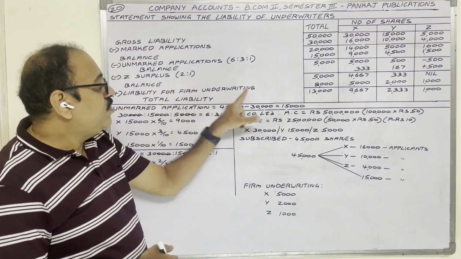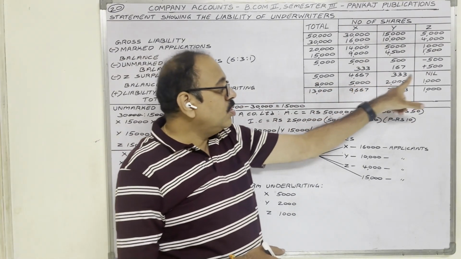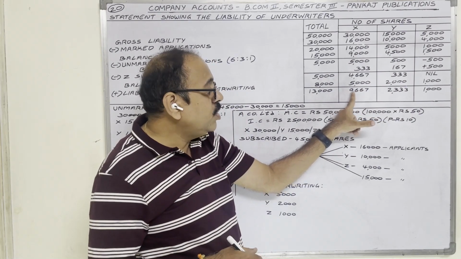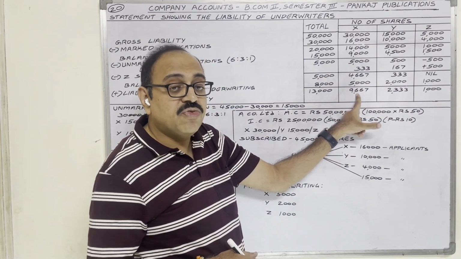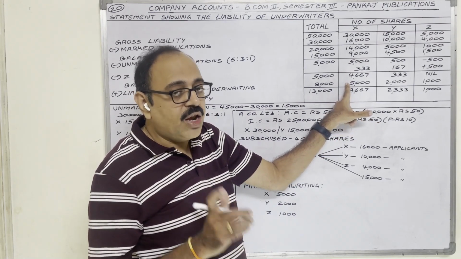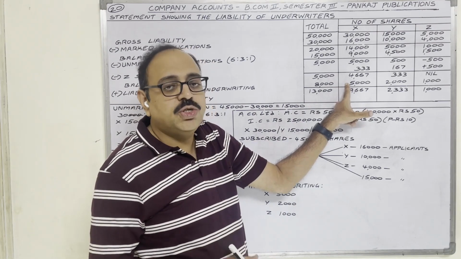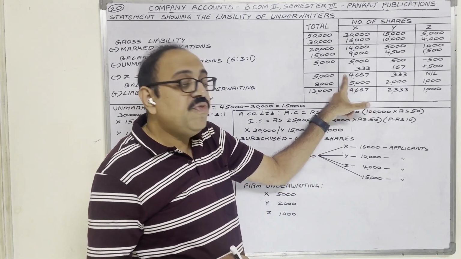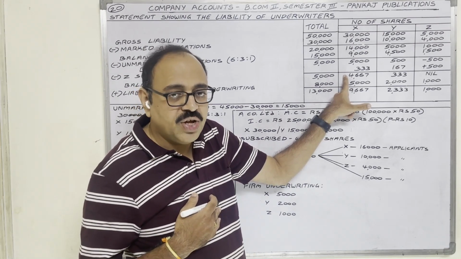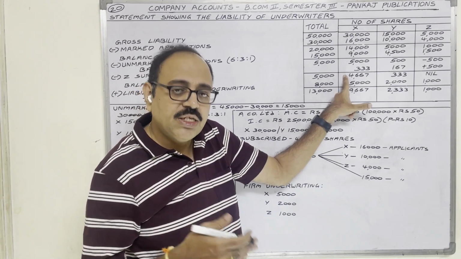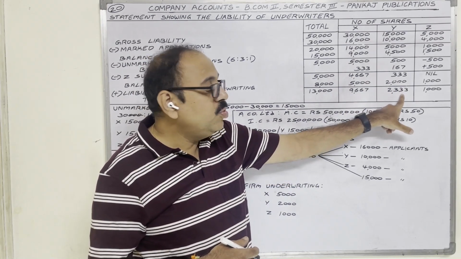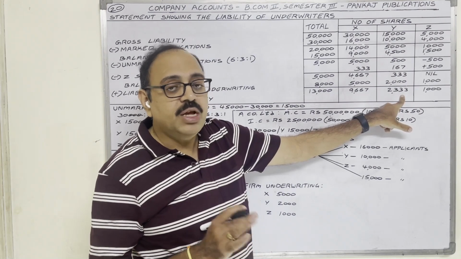Plus liability for firm underwriting 5,000, 2,000, 1,000. Then finally X has to buy 9,667 shares from the company. In this, firm underwriting shares are 5,000, which means he compulsorily has to buy them, and as the public failed to buy 4,667 shares, he becomes responsible for those because the underwriting agreement is for that only. Why? He has to buy 2,333 shares from the company.